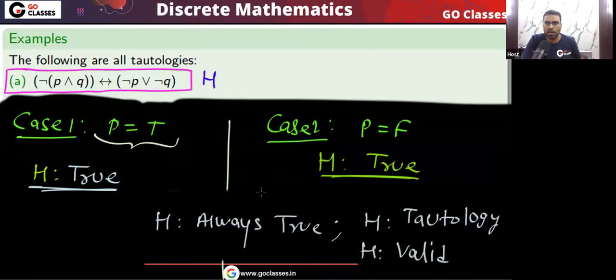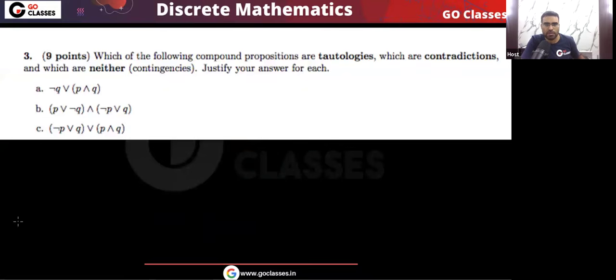Yes or no? Can I say H is contingency? No, H is not contingency, because remember, contingency means neither tautology nor contradiction. But you can see here H is tautology. Tautology is same as valid, so H is valid. Okay, let's move on now.